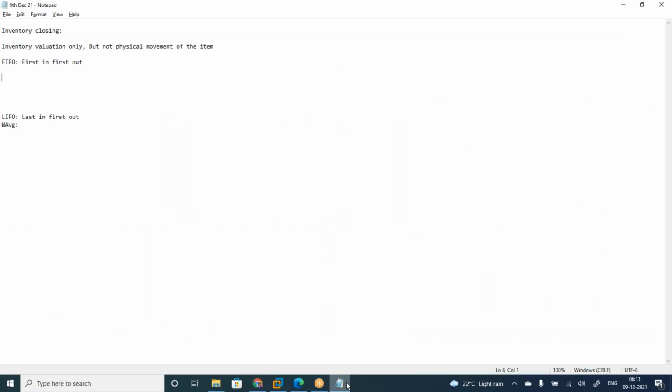What is the purpose, then? It is only inventory calculation, valuation of the inventory. You are going to learn this, but not the physical movement of the item. The system will not control the physical movement of the material with this FIFO method.